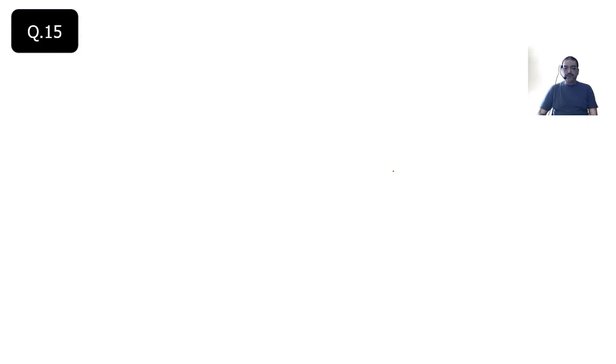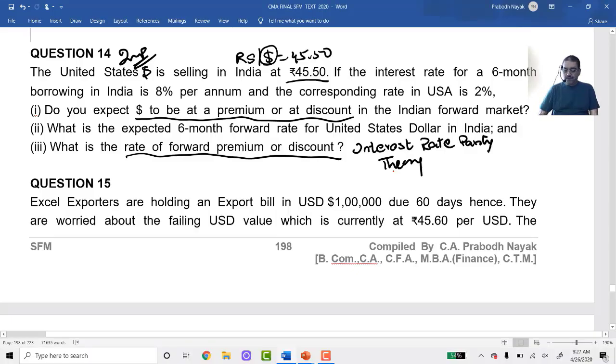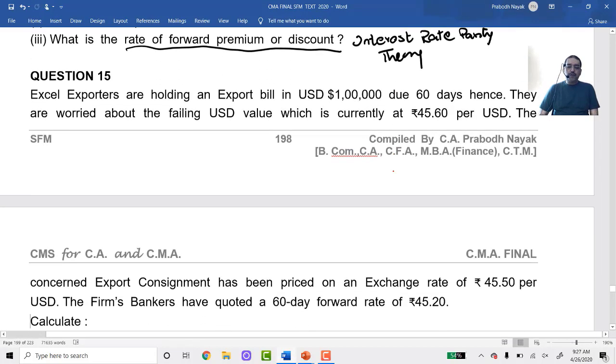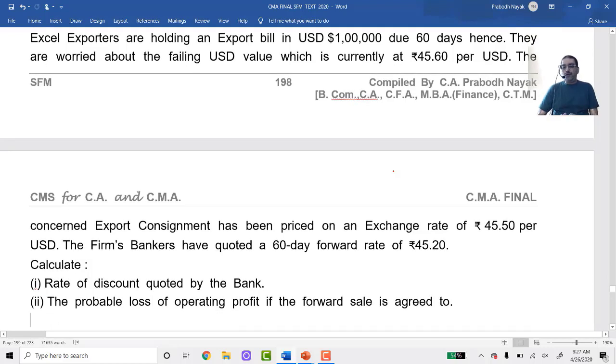Question number 15. Excel exporters are holding an export bill in US dollars 1 lakh due 60 days hence. They are worried about the falling USD value, which is currently at 45.6 per US dollar. 45.6 is therefore the spot rate. The concerned export consignment has been priced on an exchange rate of 45.5.